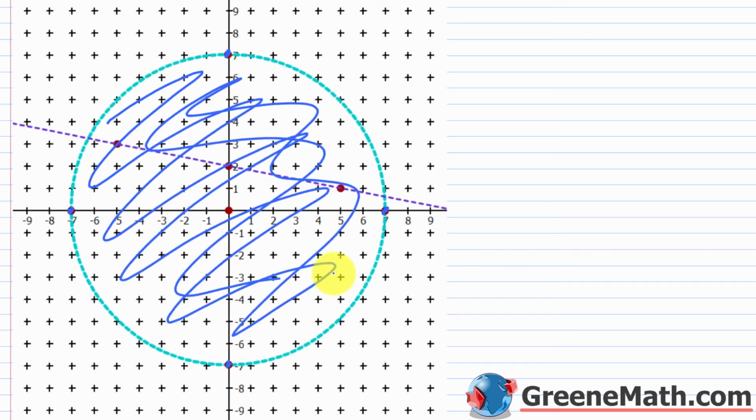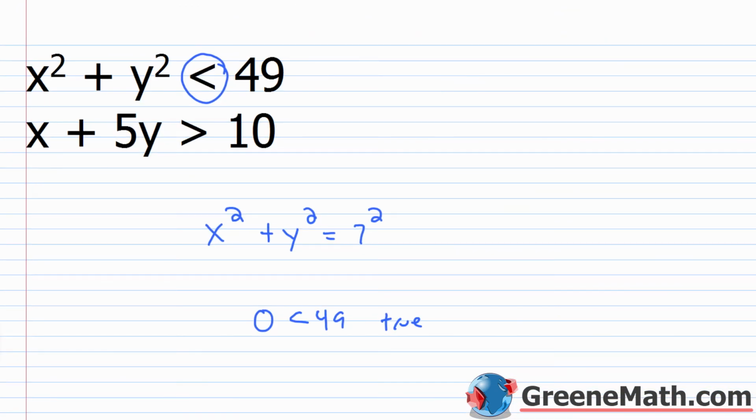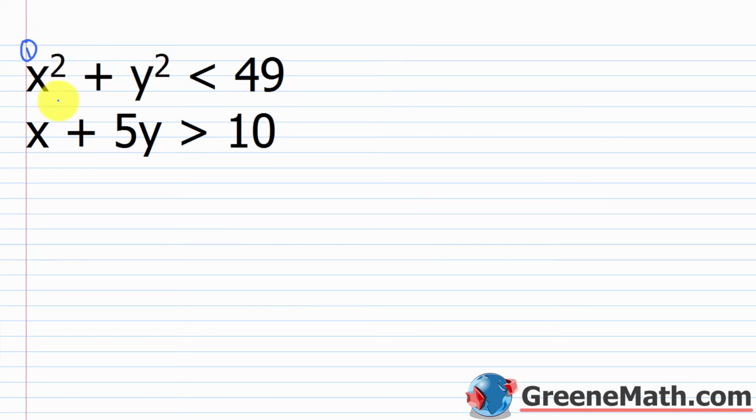But I'm not done because it has to satisfy both the first inequality and the second inequality. So let's go back up. Now let's think about this second inequality here. I'm just going to label this so I can refer to stuff. This is inequality 1, and this is inequality 2. So let's work on inequality 2 now. This guy will be a line when we make the boundary, x plus 5y is equal to 10. And again, it's going to be dashed because we have a strict inequality.